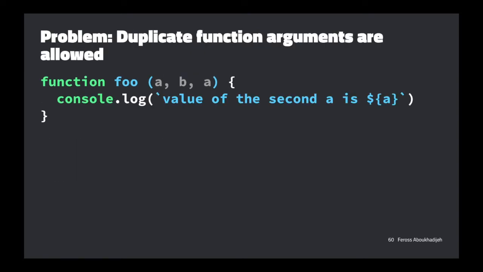Another really terrible issue is that if you duplicate the function arguments, like you have two arguments that are named A, this should probably just be a syntax error or something. But instead, no, actually, the second A will take precedence over the first one. And this is probably a bug. But you won't know until it causes some problem in your code base.